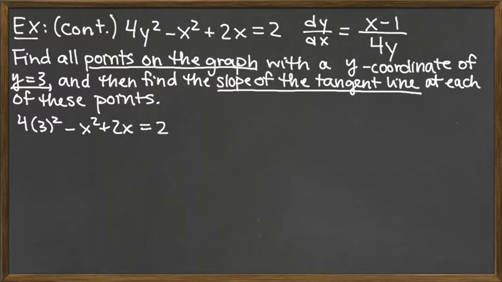We've got 4 times 3 squared, so that would be 4 times 9, which would be 36. 36 minus x squared plus 2x is equal to 2. So looking at this, we need to be able to solve for x. The problem here is we've got an x squared term and an x term. So this is a quadratic in x.